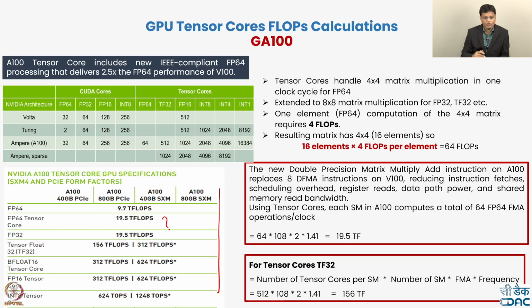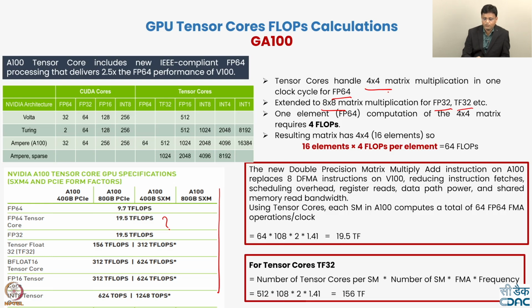So, it is recommended to always refer to the specification sheets to know the changes the manufacturer has made in that particular GPU or new architecture. Let us do the calculation for this. As usual, the tensor cores can handle 4 by 4 matrix multiplication in one clock cycle for FP64 elements. Another feature they have added here is an extension to 8 by 8 matrix multiplication for FP32, and there is also a tensor FLOP 32, so it supports FP32 as well. So, this is a big change.